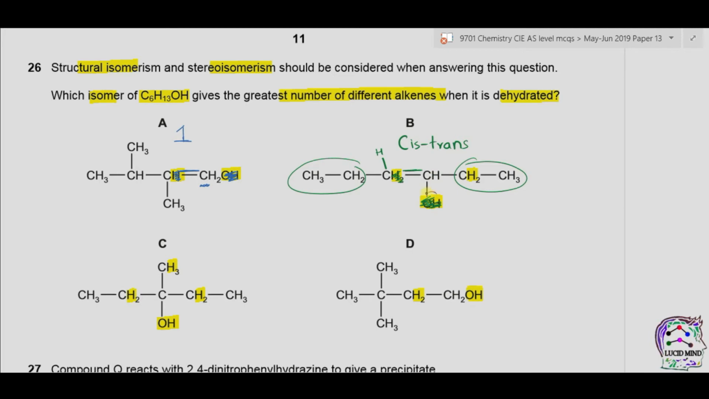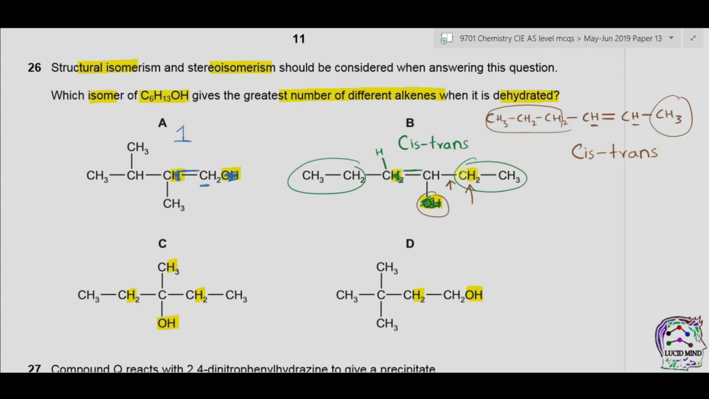Now for the other scenario, if OH is removed from this carbon atom and hydrogen is removed from this carbon, then the double bond will come between these 2 carbon atoms. So the product could be like this: CH3, CH2, CH2, CH, and the double bond will come. Then we have CH and CH3. As we can see that one hydrogen atom is present with this carbon and one propyl group is attached. Similarly, one hydrogen atom is present with this double bonded carbon and one alkyl group is attached. So cis-trans isomers are possible.